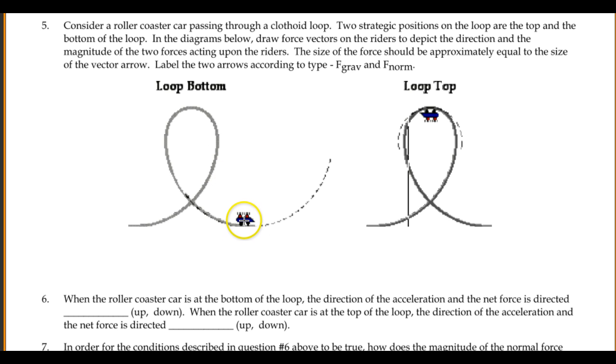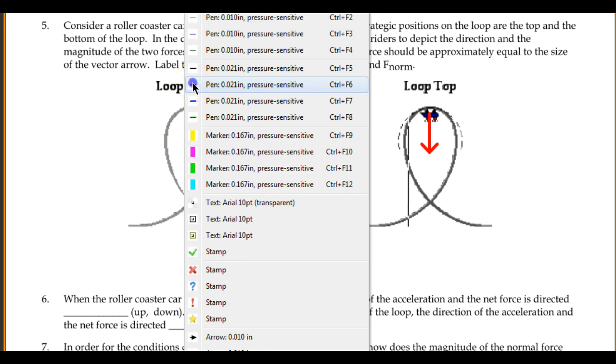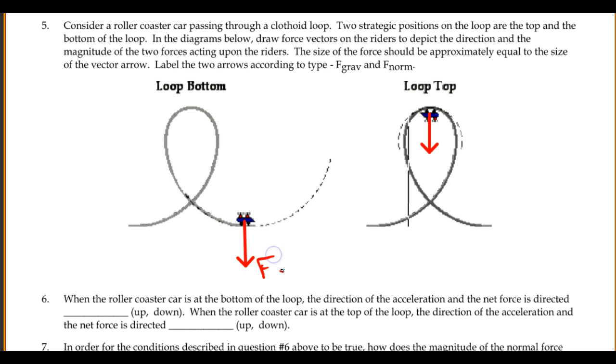Now we'll start with gravity. Gravity, we know, acts straight down toward the center of the Earth, and in both cases, since the car weighs the same, the arrow should be the same length. Okay, so that's our force of gravity, straight down toward the center of the Earth, equal length for both cases. Now we're going to look at the normal force. Now the normal force is provided by the surface.